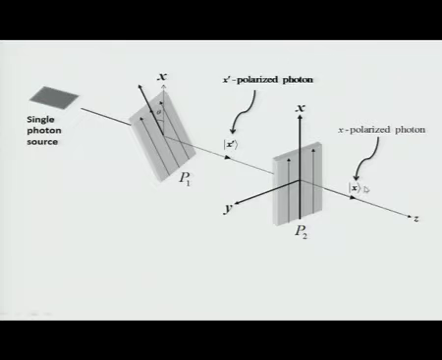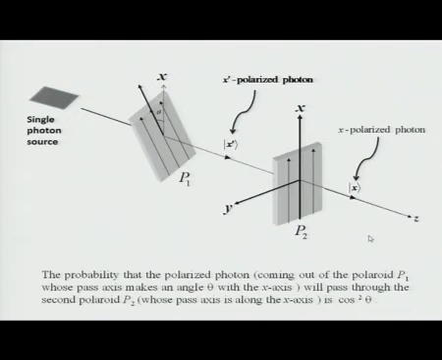Wave theory says that the intensity should drop by cos square theta. Quantum theory says that the probability of this photon to pass through the second polaroid is cos square theta. The probability that the polarized photon coming out of the polaroid P1, whose pass axis makes an angle theta with the x axis, will pass through the second polaroid, whose pass axis is along the x axis, is cos square theta.